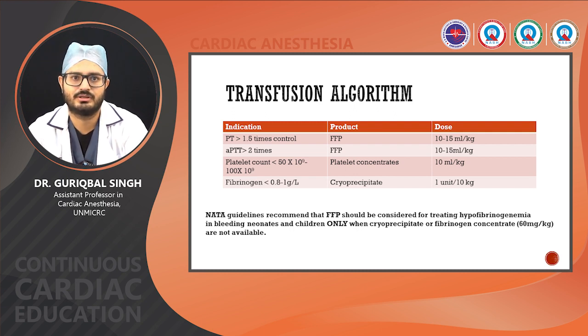APTT more than 2 times, again FFP 10 to 15 ml per kg. Platelets, if less than 50,000, we can give 10 ml per kg of platelet concentrate. And fibrinogen, if it is less than 0.8 to 1 gram per liter, we can give 1 unit for every 10 kg. NATA guidelines recommend that FFP should be considered for treating hypofibrinogenemia in bleeding neonates and children only when cryoprecipitate or fibrinogen concentrates are not available.